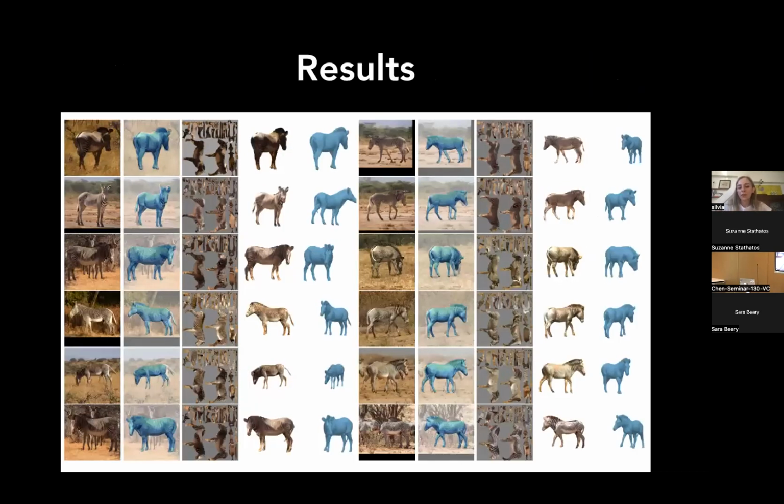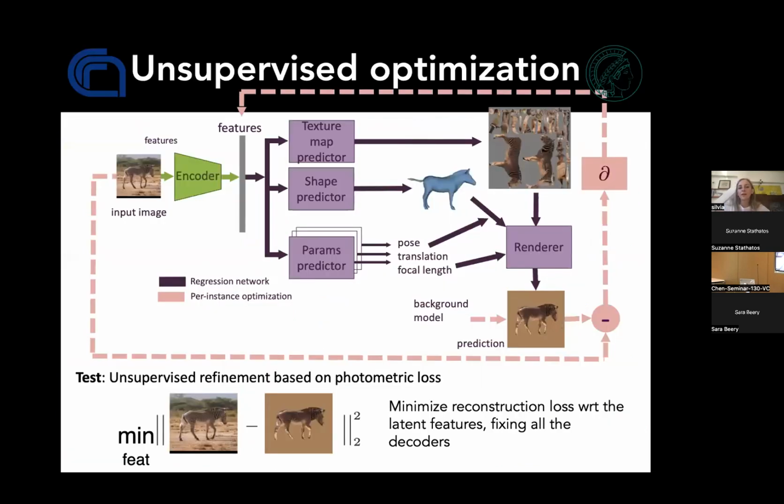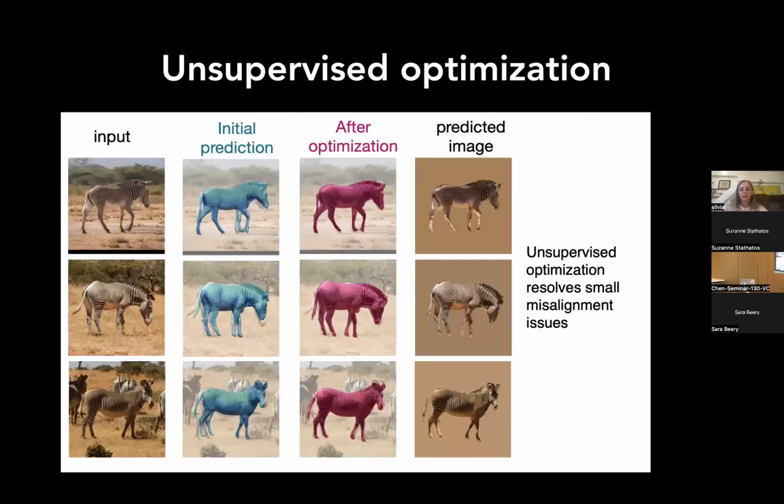So these are results from the regression network. It works quite well, but there's room for improvement. And the improvement comes at test time. At test time, we have the image, we predict the zebra, and now we can use again the photometric loss. Now we don't have the silhouette, but we can use an average background, taking the average color in the input image, and optimize over the network features, minimizing this photometric loss. Doing this improves the alignment from the initial prediction to a better match with the image.